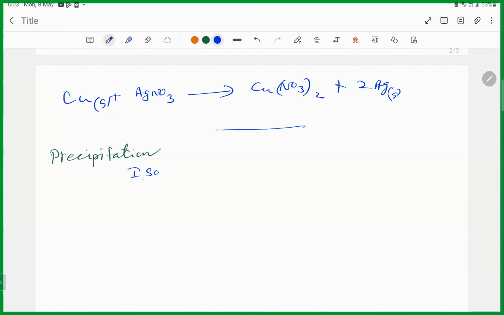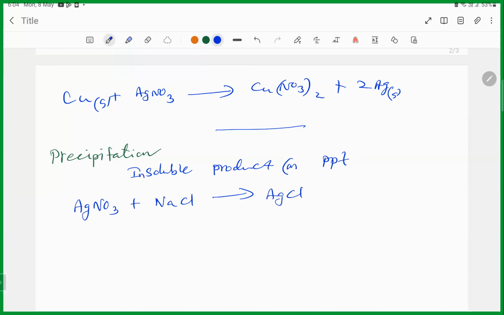So a reaction that produces an insoluble product, or precipitate, is known as a precipitation reaction. Example, AgNO3 plus NaCl gives AgCl plus NaNO3. So AgCl will be formed as a precipitate. This is the simplest example.